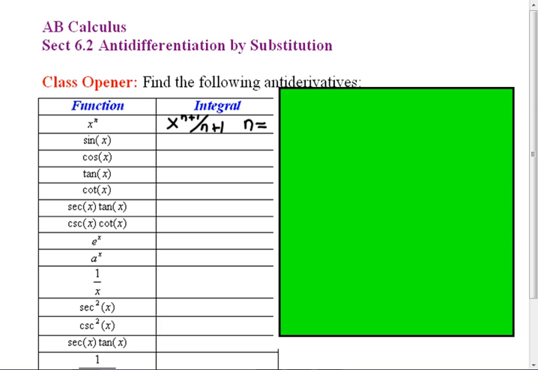Okay, guys, what can't n be? Negative 1, because you get division by 0. But what you do when you get the negative 1 is you have the 1 over x, which is the natural log of the absolute value of x plus c.